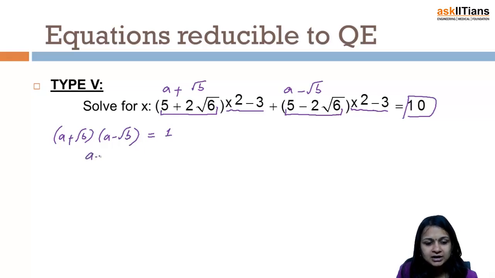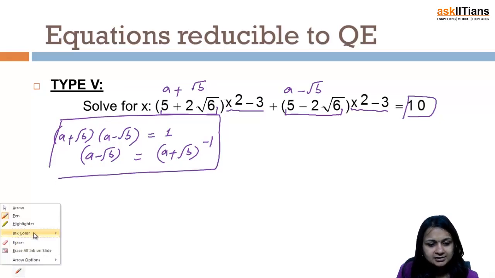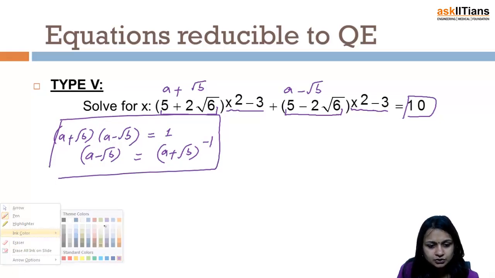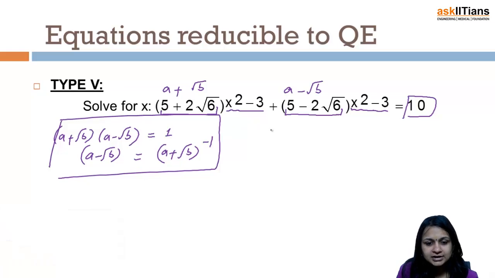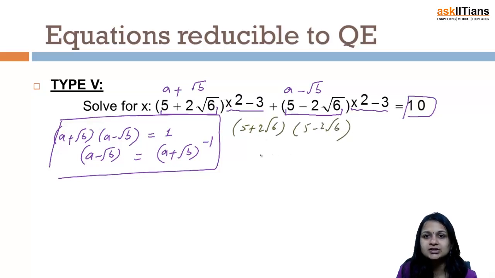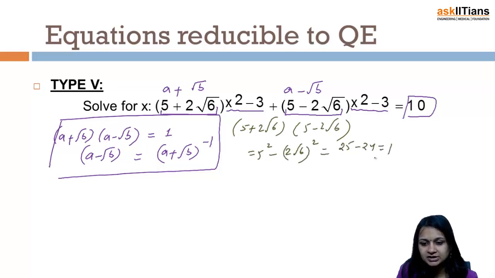That means I can write my a minus root b as 1 upon a plus root b, and that becomes (a plus root b) raised to the power minus 1. This is very important. Let's see, is it valid even in this question? So what I'll do is, I'll multiply 5 plus 2 root 6 and 5 minus 2 root 6. So what is a minus b into a plus b? a square minus b square. So 5 square minus (2 root 6) whole square. That becomes 25 minus 24, that is 1.